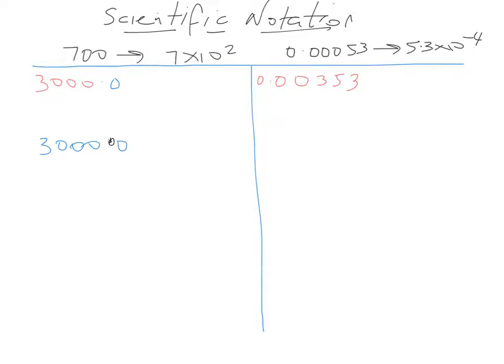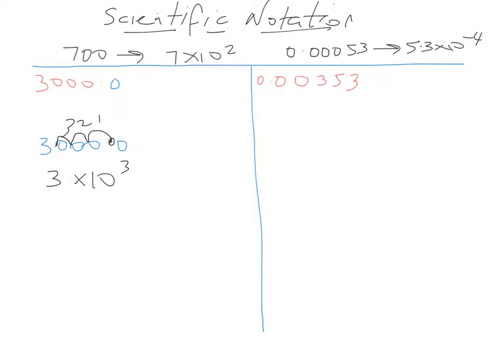So right now my decimal point is there, and we've got 1, 2, 3, 4 numbers to the left. We only want one. So we're going to move it 1, 2, 3, and I have moved it 3 places. That tells me I can write that 3000 as 3 times 10 to the power of 3. That's how I can write that 3000.